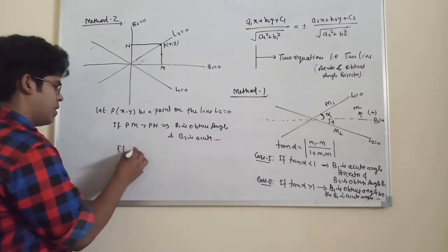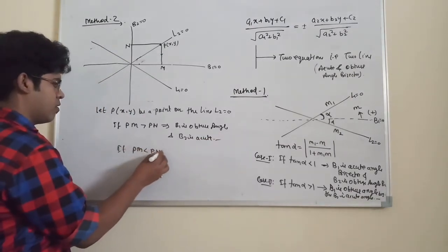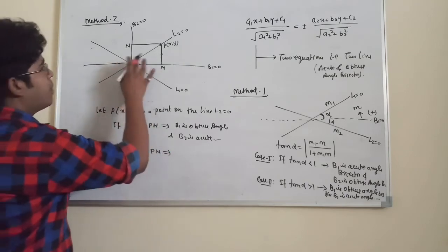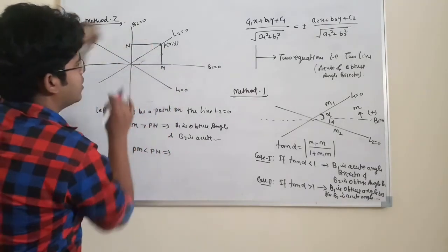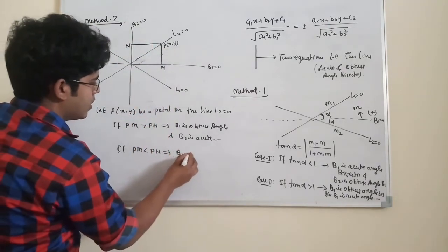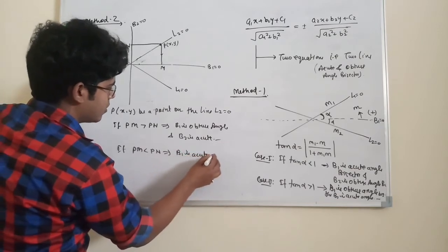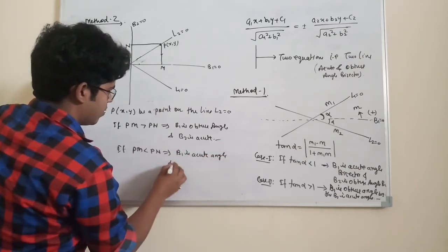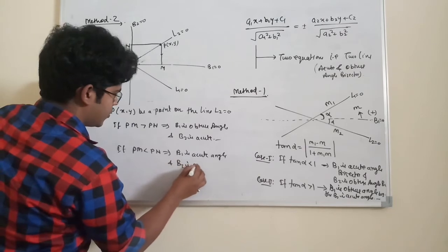If PM is less than PN, then in this case what will happen? If it is less, this angle will be lesser. So B1 is the acute angle bisector and B2 is the obtuse angle bisector.